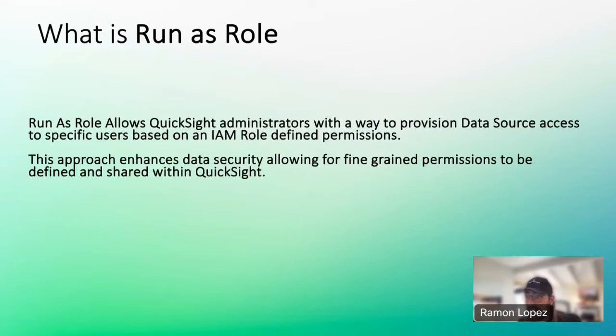So what exactly is run as role? Run as role is what allows QuickSight administrators to provision data source access to specific users based on IAM role defined permissions. This approach is going to enhance data security, allowing for fine-grained access to be defined and shared within the QuickSight platform.